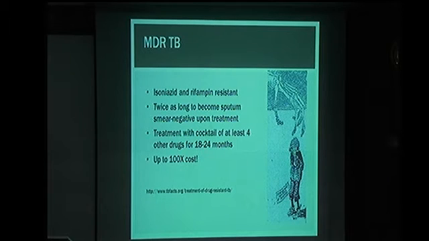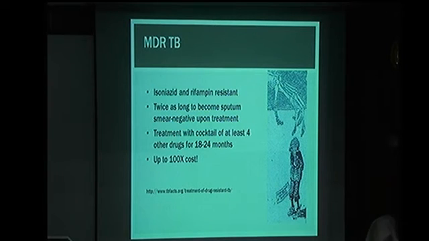For treatment of them, they take twice as long to become sputum smear negative. If you are sputum smear positive, you can transmit. Once you're sputum smear negative, you aren't transmitting anymore. You still have TB in your body, you're not cured, but you aren't transmitting. So it takes twice as long with MDR-TB. And they have a cocktail of at least 4 drugs. They can't use those two, isoniazid and rifampin, for 18 to 24 months. And that costs up to 100 times more than the normal course of therapy. So bad news for that.